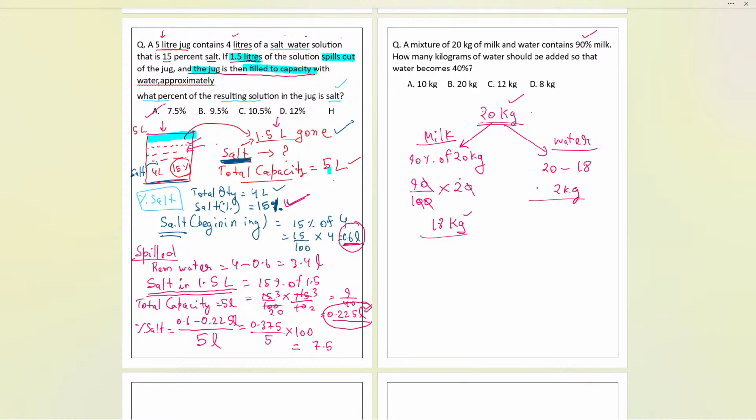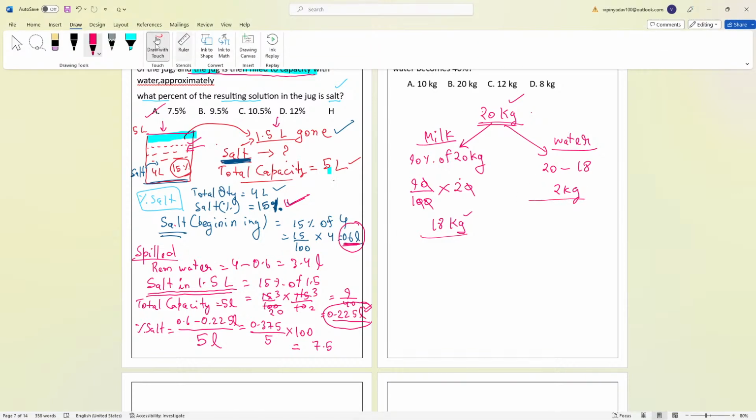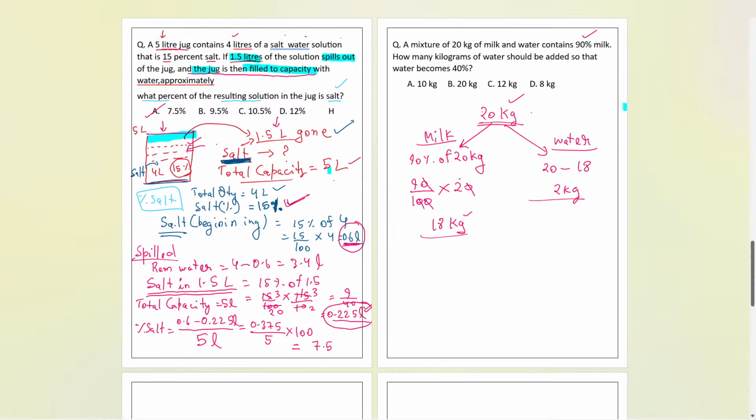Now, what is the question basically saying? A mixture of 20 kg of milk and water contains 90% milk. How many kilograms of water should be added? We are going to add water, and they are also telling us the final answer: 40% is the amount of water present. It's an easy question. We just have to frame our equation.